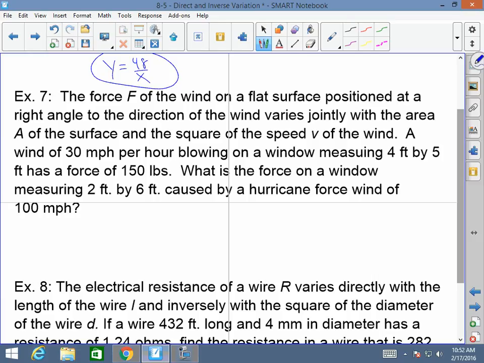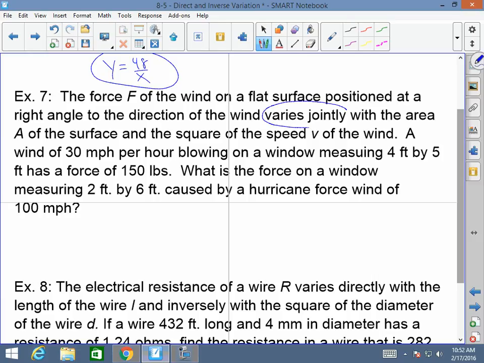The force F of wind on a flat surface positioned at a right angle to the direction of the wind varies jointly with the area of the surface and the square of the speed v of the wind. Stop.